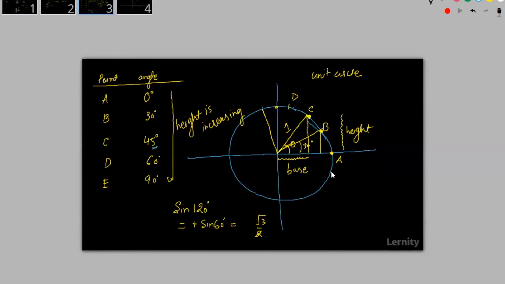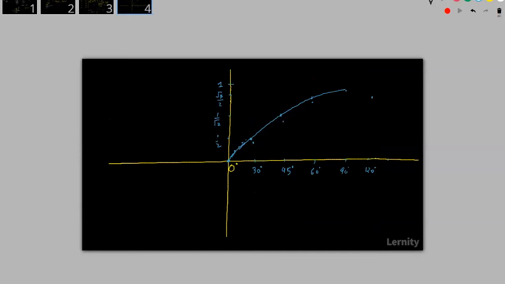135? What will be the value of sine of 135 degrees? What will be the reference angle? 45 degrees. So the reference angle will be sine of 45 degrees, right? So this will also be 1 by root 2. That means for 135 again we will have 1 by root 2, the same value as here.